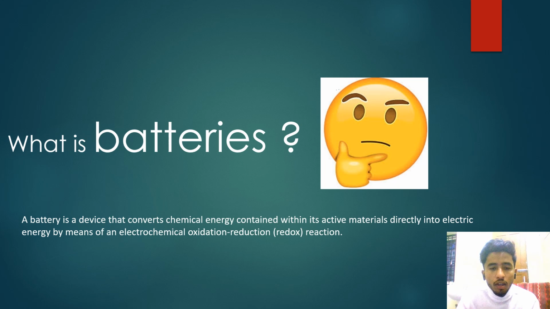A battery is a device that converts the chemical energy contained within the active material directly into electric energy by means of an electrochemical oxidation-reduction, or redox, reaction. This is the definition of the battery, where the battery directly produces electrical energy.